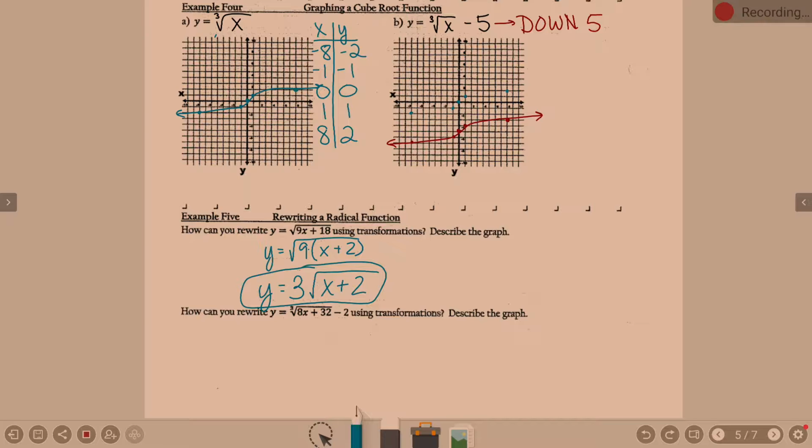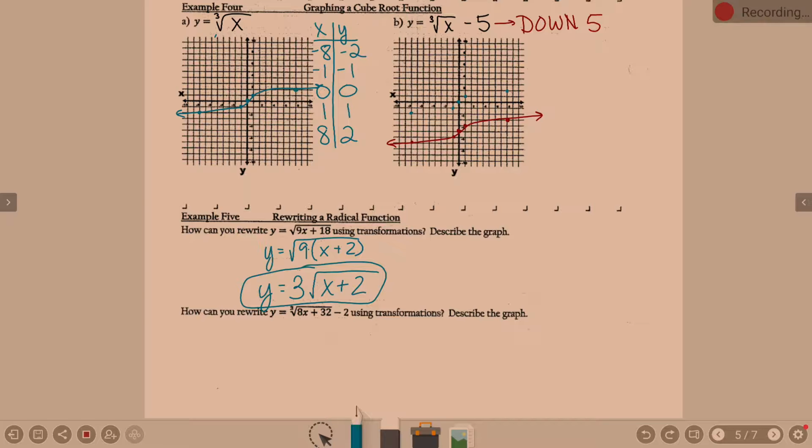Okay, as we describe this graph, what is the basic shape of the graph? Half of a U. Okay, it's half of a U, but what equation is that based on? The base equation is square root of x, right? So this is the graph of y equals square root of x. And what are we going to do with that graph? We're going to stretch it by 3.